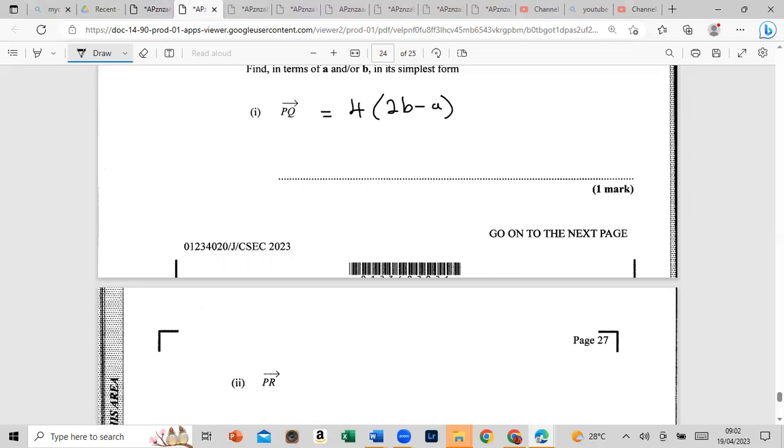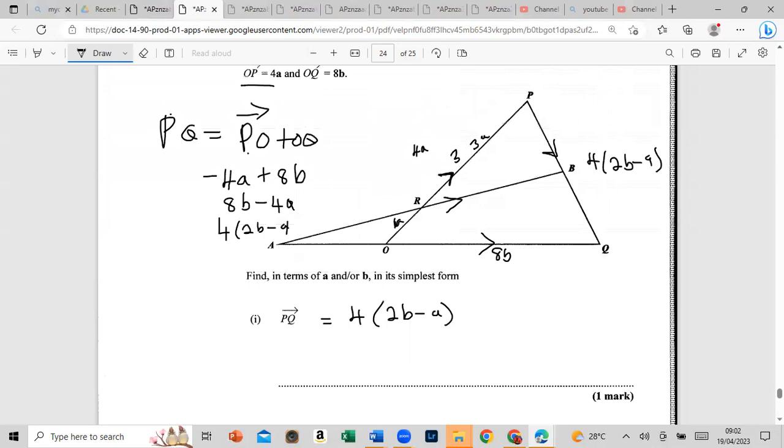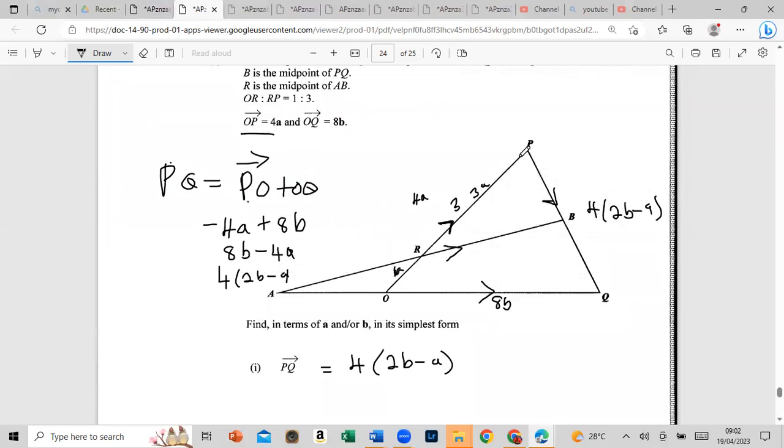Alright, they ask us to find from P to R. So let me go back up. From P to R. So which route are we going to take from P? This is P. Where is R? Alright, I think that is pretty straightforward. P to R.